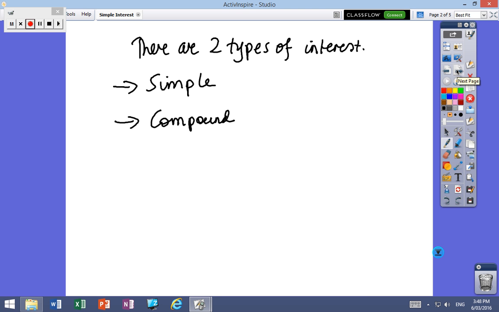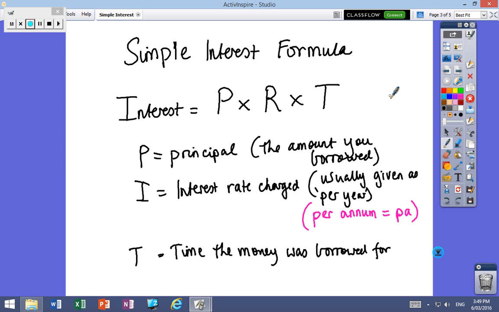There are two types of interest we'll study in this unit. The first one is called simple interest, and the second one is called compound interest, but today's topic is just about simple interest. So copy those down if you want to. It's a nice neat formula that we're going to use. I'll just put the word simple in front there.